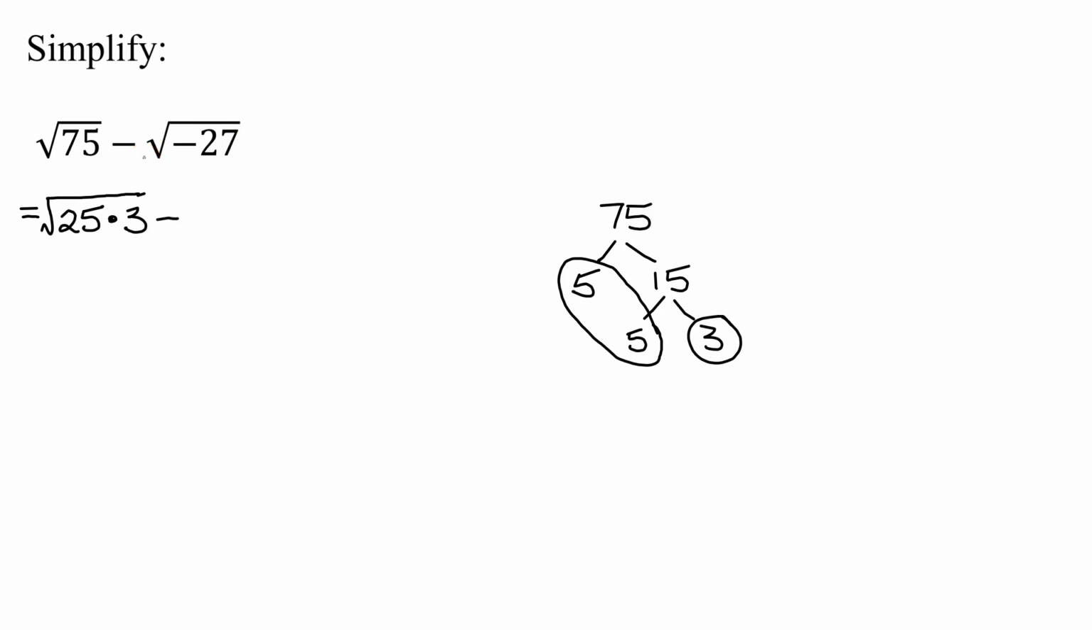Be very careful. A lot of students see the negative outside the square root and the one inside. They want to multiply them together. You cannot do that. The one outside has to stay outside.